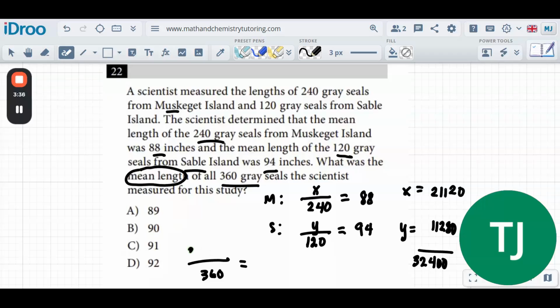So that's what we're going to put here, so that we can divide that by 360 seals in total, and that will give us 90. So 32,400 divided by 360 is 90, so therefore B is the correct answer.